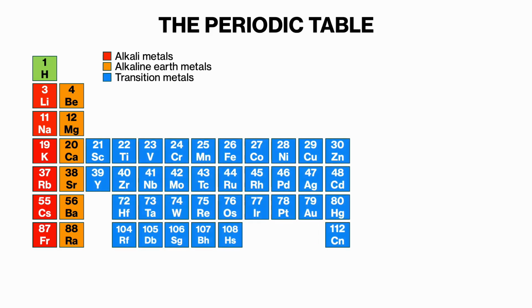The transition metals make up the central block of the periodic table. They are harder than the alkali metals, less reactive, and are generally good conductors of both heat and electric current.